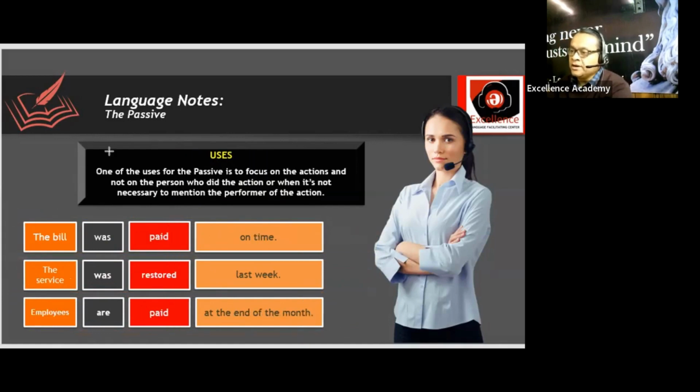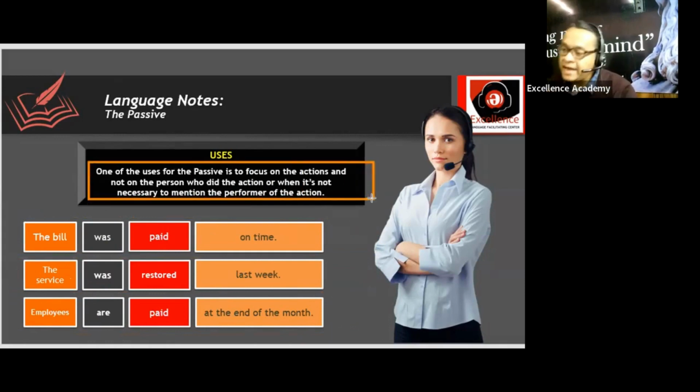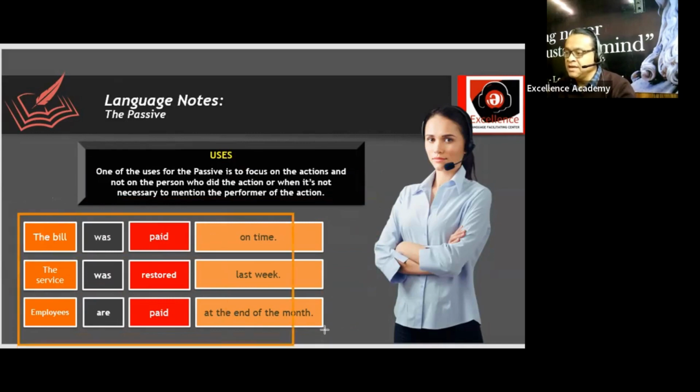Right. In regard to the uses, one of the uses of the passive is to focus on the actions and not on the person who performed the action when it's not necessary to mention that person or performer of the action. So you can see all these examples. It's obvious that we're not going to mention who performed the actions because it's pretty obvious to the reader or to the listener who performed the action, right? So let's have Javi, can you help us read these examples?